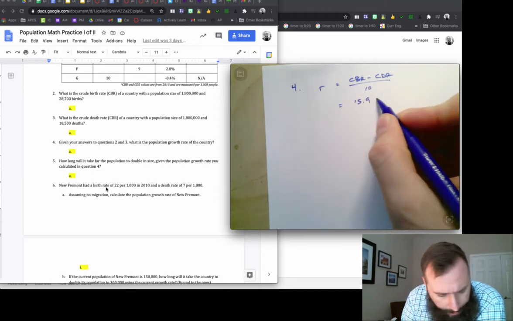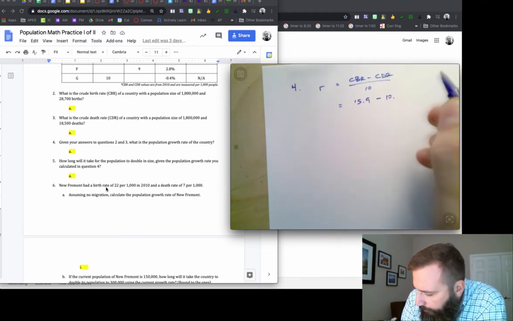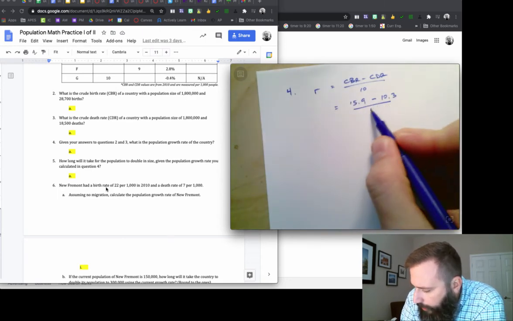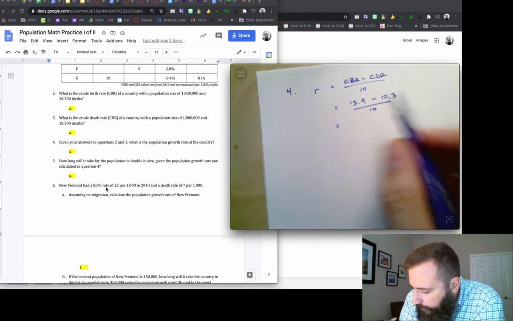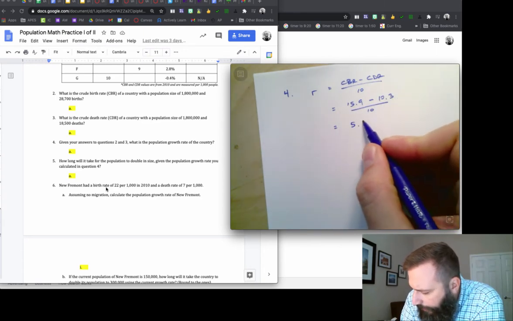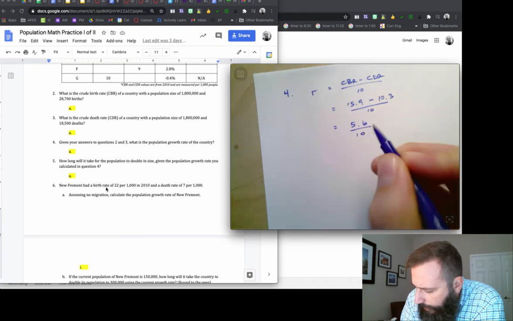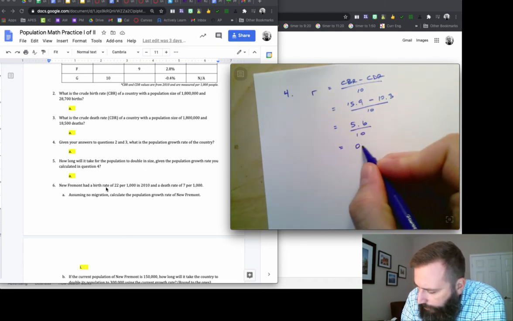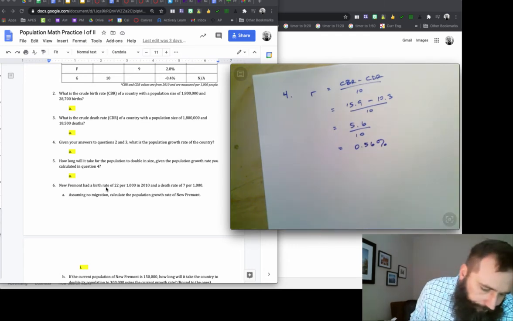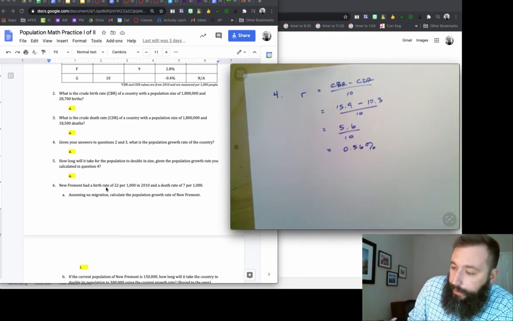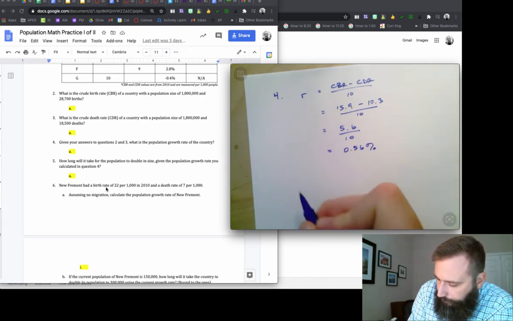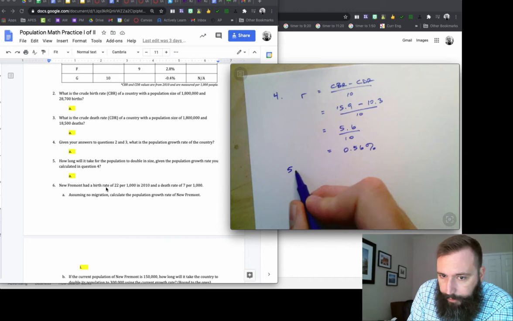All right, so let's plug in the answers from last time. It's 15.9 minus 10.3 over 10. Let's just see if I can do this in my head here. Isn't that 5.6? 5.6 divided by 10, which is to say 0.56%. All right, nice and simple. Let's keep moving with 5. Let's do it.